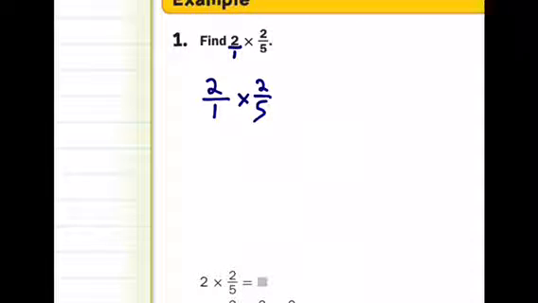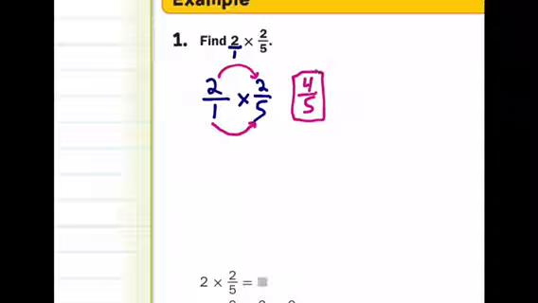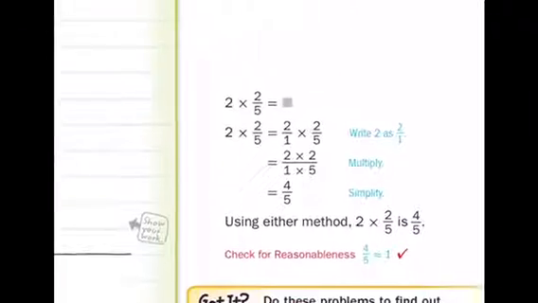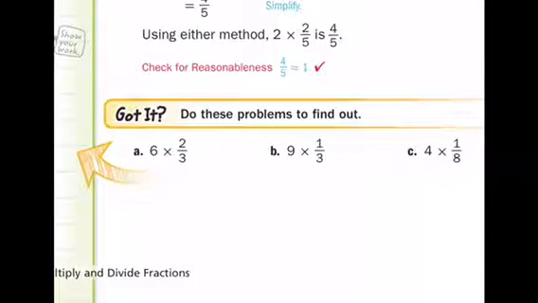So then all I do is I multiply my numerators. So I do 2 times 2, which is 4. Multiply my denominators, 1 times 5, which is 5. It doesn't reduce, and it's not improper, so that is simplest form. All right, let's go down and try one together, then I'll have you try 2.